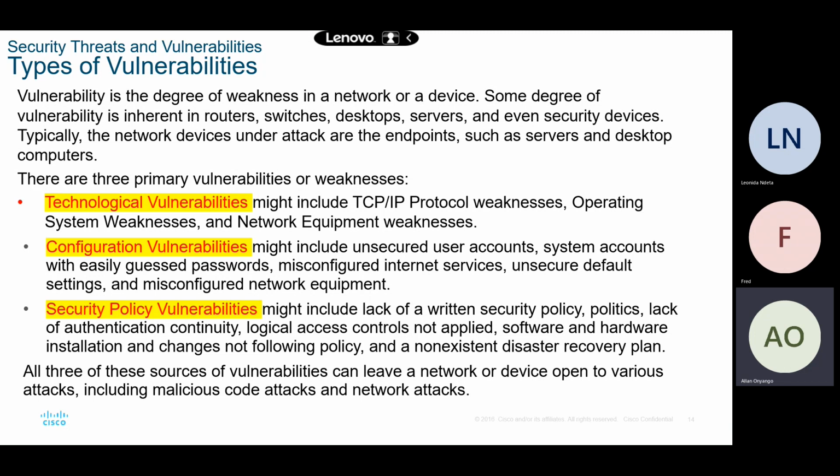Then we also have vulnerabilities at the level of security policies. Every organization must have a security policy. Policy, by the way, is just a document which outlines the security policies that everyone must adhere to within the organization. Every organization must have a written policy. And the lack of these policies can be very detrimental to an organization.